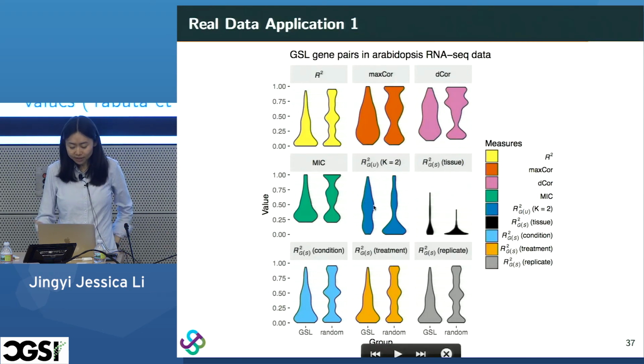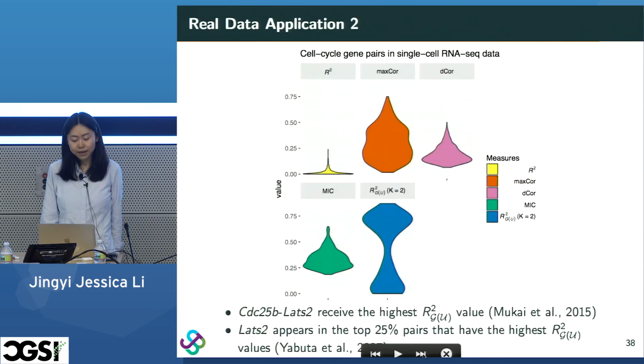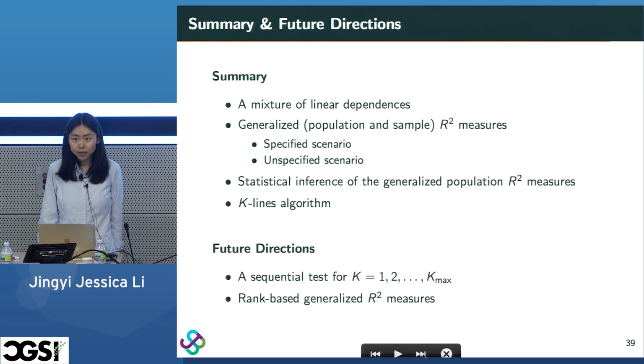Okay, so I'll skip this application and summarize. For this measure, we propose a generalization of R-square to capture a mixture of linear dependencies. We have 2 scenarios, a specified scenario with indicators and a non-specified scenario without indicators. We provide statistical inference for the measure and also a K-lines algorithm. There are some future research directions. The most important one is that we can extend this to rank-based so that the measure can work with monotone transformed data. Finally, the paper is still on arXiv, and there is also the R package.